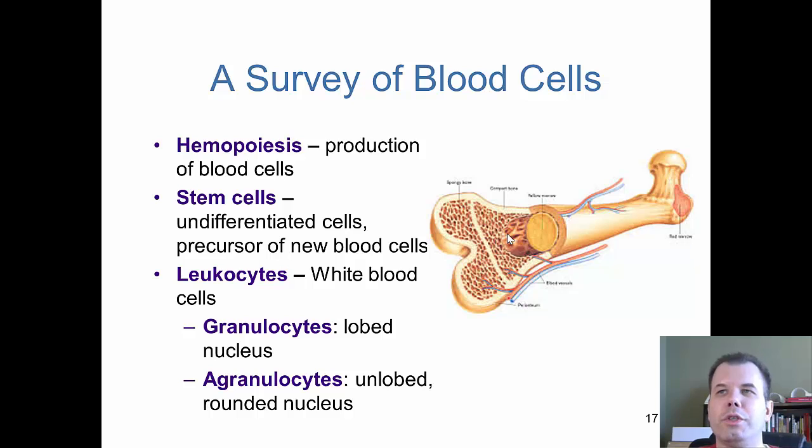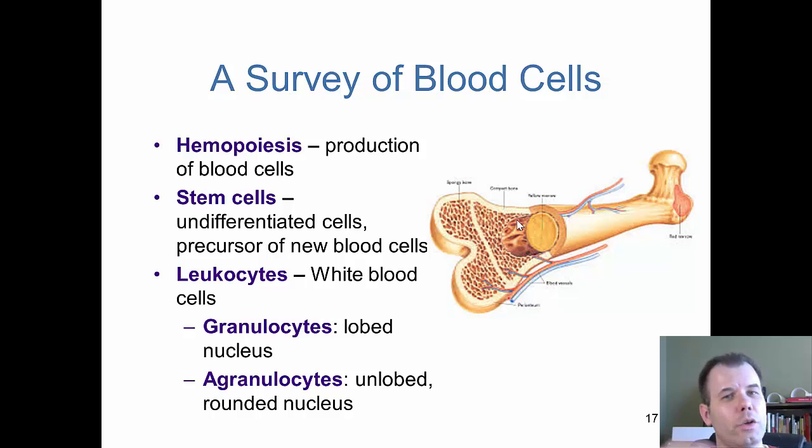Again, the marrow, which is in the middle of the bone, is where you have your stem cells. These stem cells are undifferentiated cells that can differentiate into any type of blood cell. So they can turn into red blood cells, white blood cells, or platelets. What we're worried about are the white blood cells, so we're going to focus on those first, and then we'll look at the erythrocytes and the platelets in just a minute.